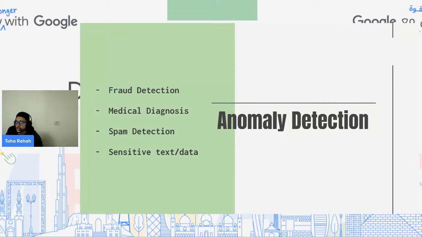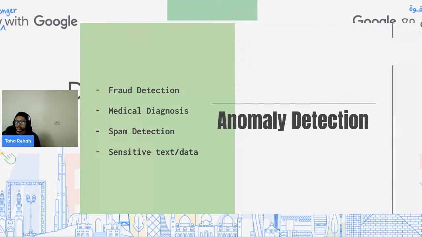There is also spam detection, which is mostly used by mail providers like Gmail and Google. Most mailing providers use this technique to classify whether an email that you received is spam or not. So this is also under anomaly detection. Anything related to sensitive data or sensitive text can also be classified under anomaly detection.